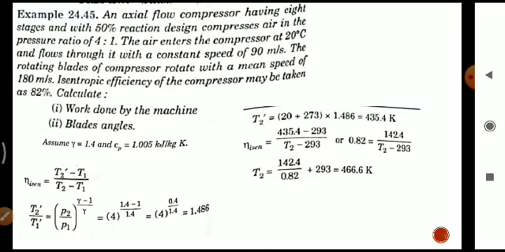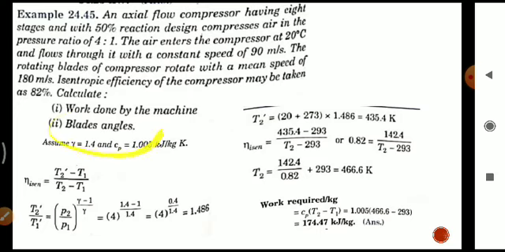We have T1 and T2, so we have to calculate the work done. It's m cp delta T, that is m cp (T2 minus T1). The mass m is not given, so we can directly use Cp (T2 minus T1), which gives the work done equal to 174.47 kilojoule per kilogram for the axial flow compressor. This is the first part we had to calculate. We can use either the blade velocity equation or the temperature equation for calculating the work done. Here they haven't given the blade velocity terms, so we use the temperature terms. The second thing we have to calculate is the blade angles.